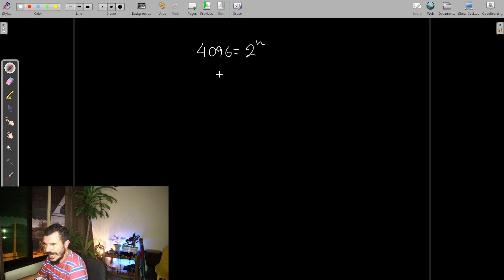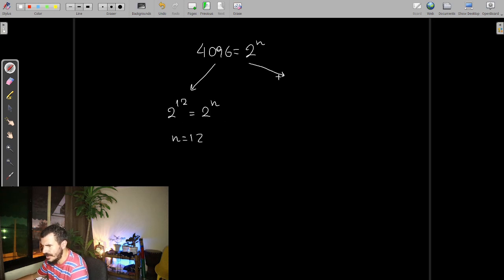So here how can I solve it? This is an exponential equation, and there are two ways to solve it. Either you write this as a power of 2, or you can solve it using logarithms. I will do it both ways. So one way is to write 4,096 as a power of 2, and it can be written as 2 to the power of 12 equals 2 to the power of n. So it means n is 12.